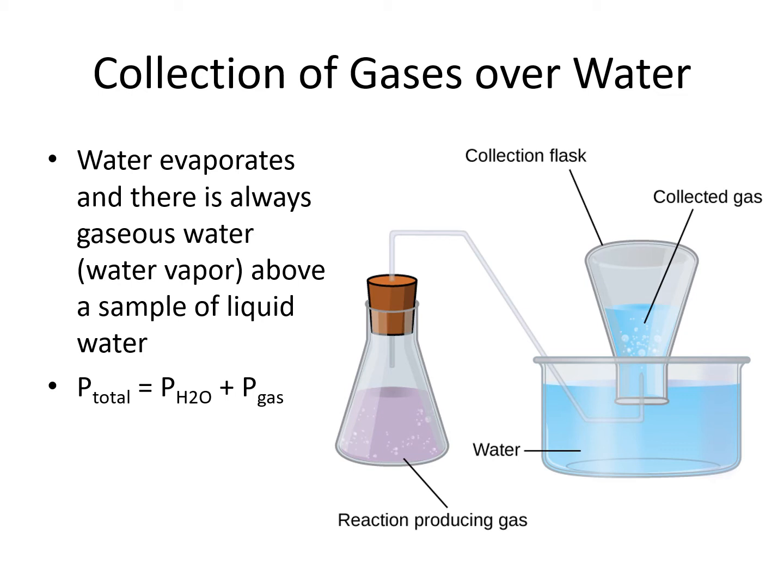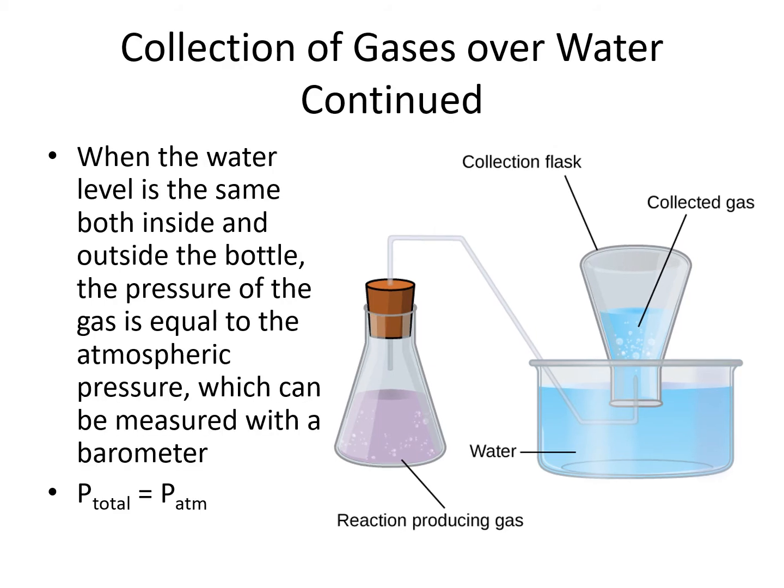Along with the gas that's being collected from the reaction, there's also some water vapor above the surface of the water. Some particles at the surface of the water have enough energy to escape into the gas phase, so there's always a little bit of water vapor above any sample of liquid water. We can express this as an equation. P total, the total gas pressure inside the burette, is equal to P H2O, the vapor pressure of water, plus P gas, the pressure of the gas collected from the reaction.